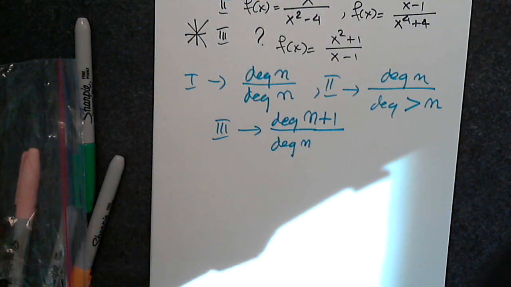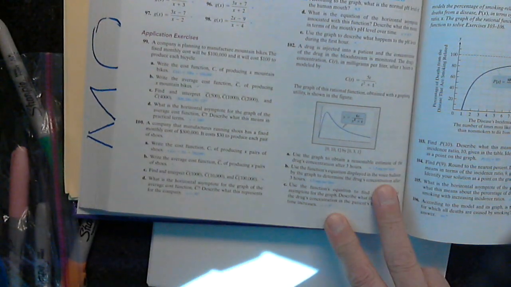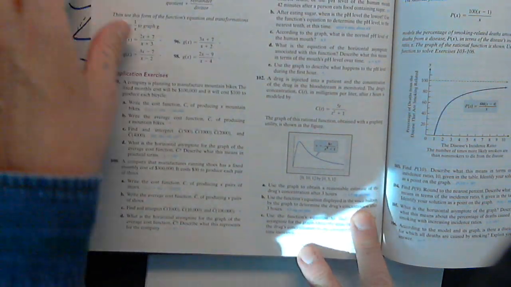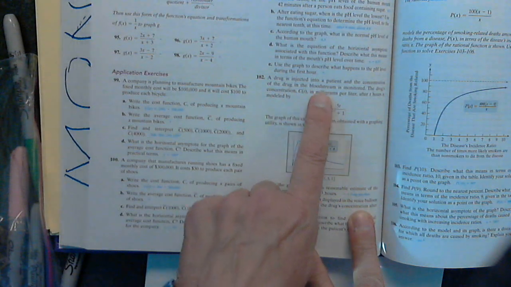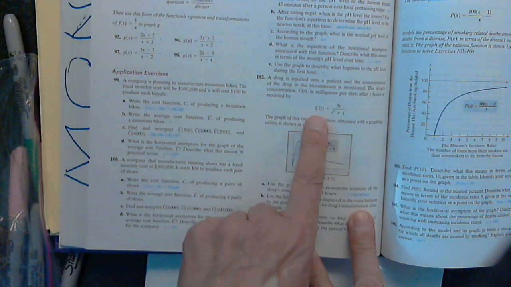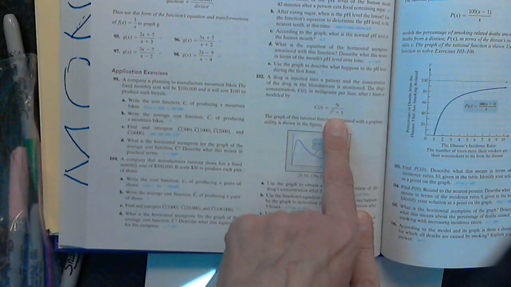And in case you're wondering, which makes sense, you should, why are we even studying functions like these? These are difficult, complicated. Okay, here it is. Here's an example, and we'll come back to it when we finish. So we have here a drug is injected into a patient, and the concentration of the drug in the bloodstream is monitored. The drug's concentration C of T, in milligrams per liter after T hours is modeled by this.